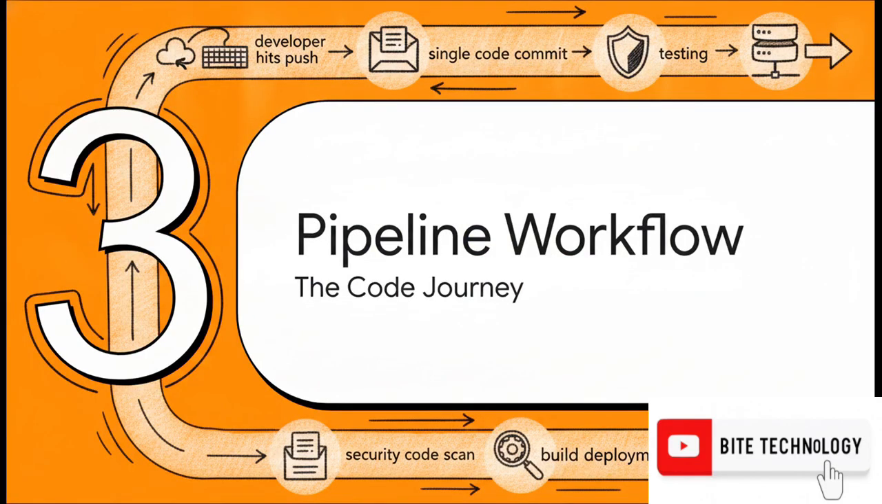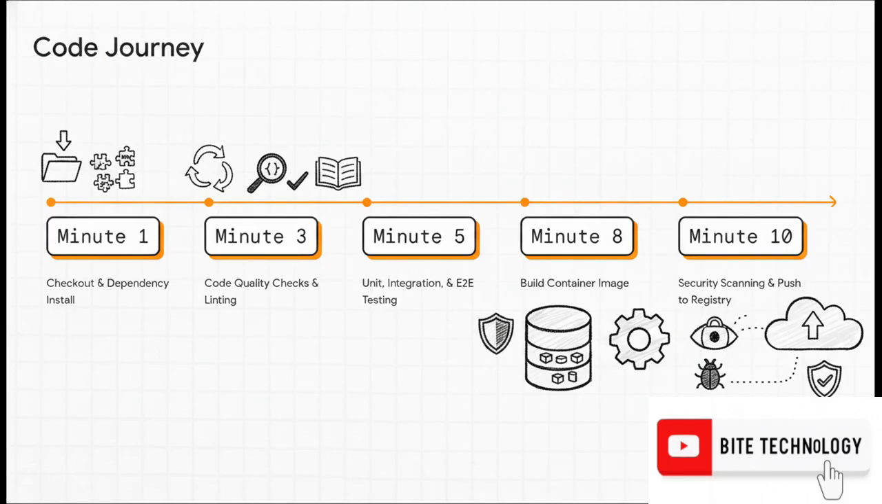Section 3. The pipeline workflow. Now that we've got those definitions locked down, let's look at what actually happens when a developer hits push. We're going to follow the chronological journey of a single commit right through the gauntlet. Minute 1, the pipeline triggers. It checks out the latest code and installs all your dependencies. By minute 3, we hit code quality checks, stuff like linting and static analysis to enforce best practices. Around minute 5, the real heavy lifting begins, with unit and integration testing. If those all turn green, minute 8 is build time, which usually means packaging everything up into a neat little Docker container image. Finally, at minute 10, we run our security scans using tools like Trivy or Snyk. We're looking for any exposed secrets or vulnerabilities before pushing that nice secure image to a registry.